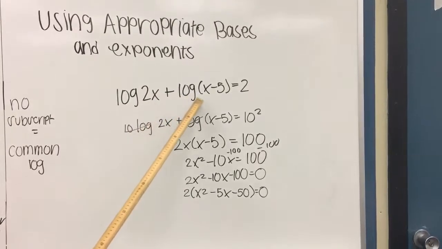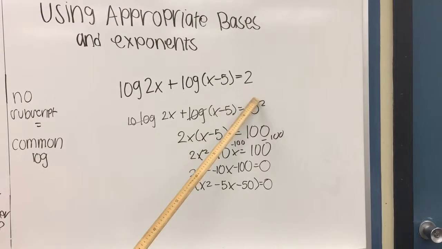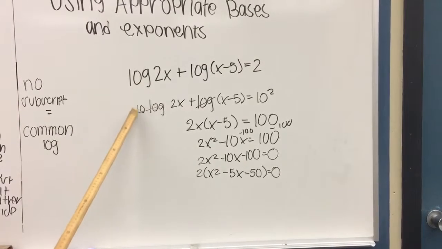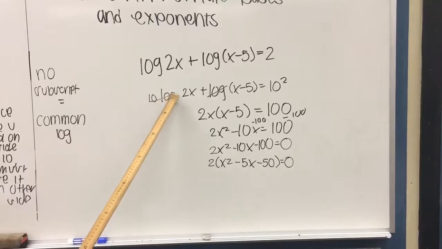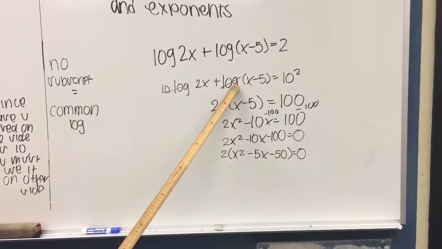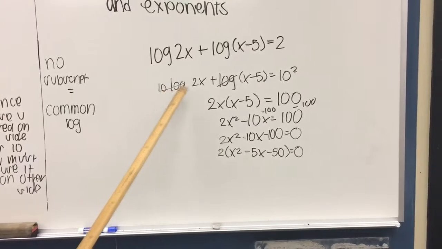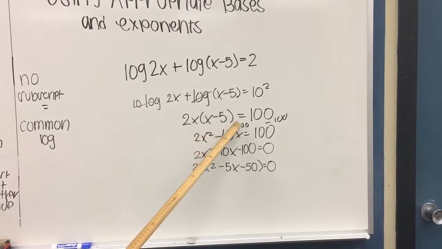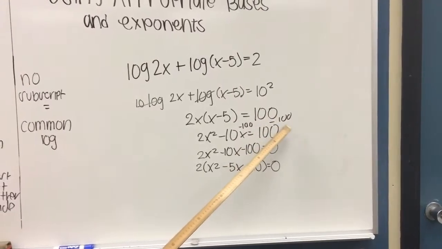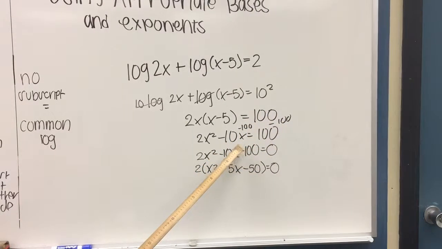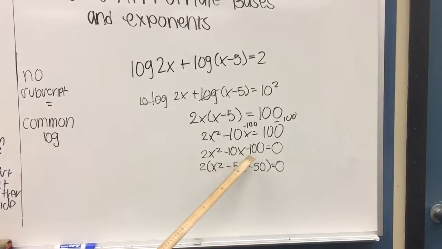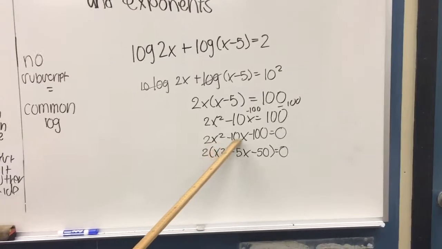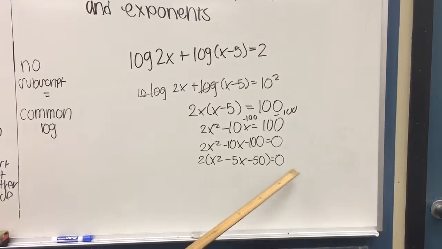Log 2x plus log x minus 5 equals 2. These are common logs, which means they have no subscript. So the base you choose is 10, which cancels out this log and cancels out this one. And since you use base 10 on this side, you have to apply it on the other side too. So you get 2x times x minus 5 equals 100. You solve it by subtracting 100 on both sides, and you get 2x squared minus 10x minus 100 equals 0. And you automatically can find a common factor, so you take out 2 from each.